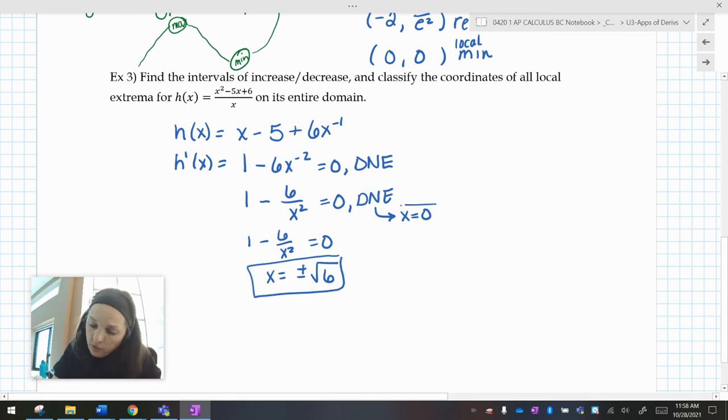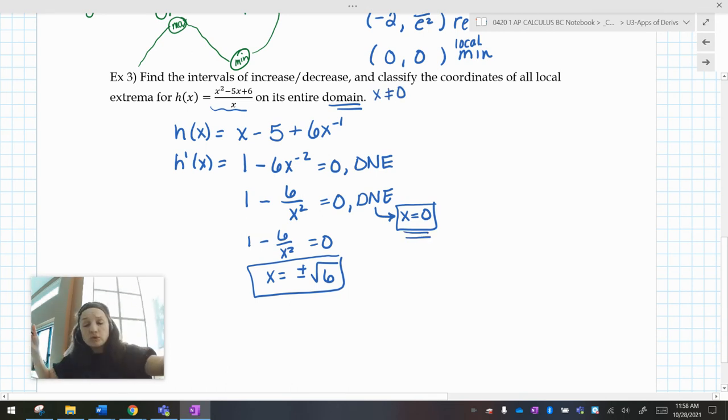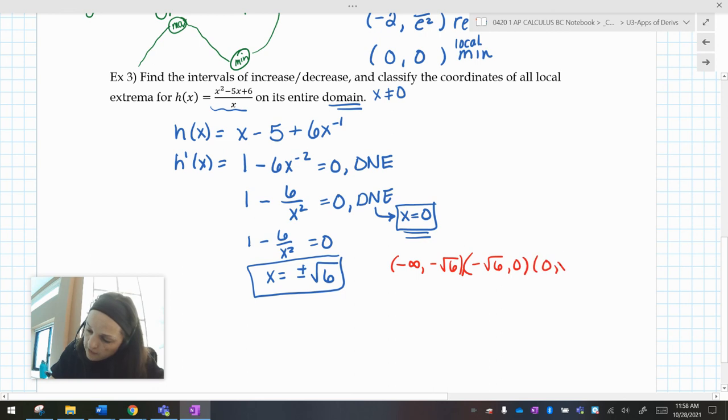So I have 3 critical values. And now I need to think about the domain. The domain of this thing is everything except 0. And I'm already going to break my domain at 0. Sweet. So then my intervals go from -infinity to -√6, -√6 to 0, 0 to √6, and √6 to infinity.